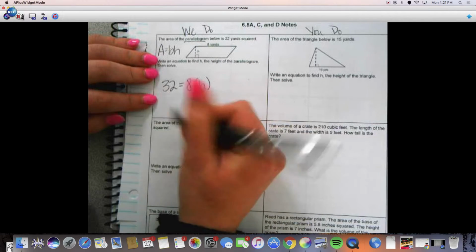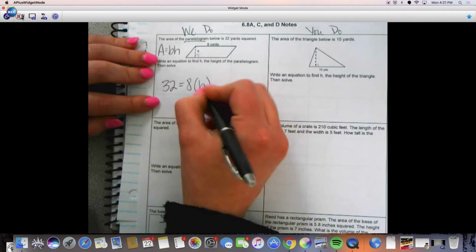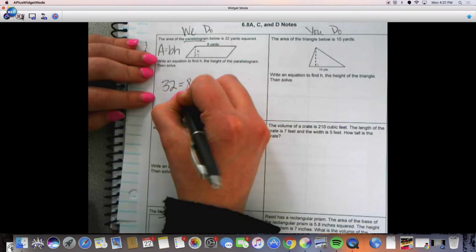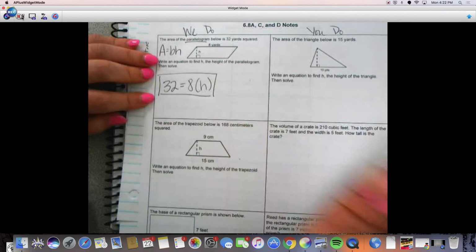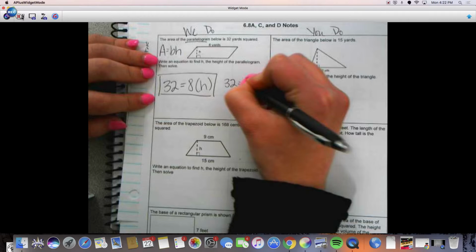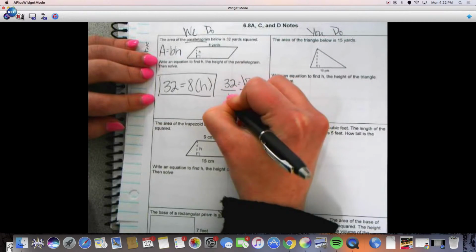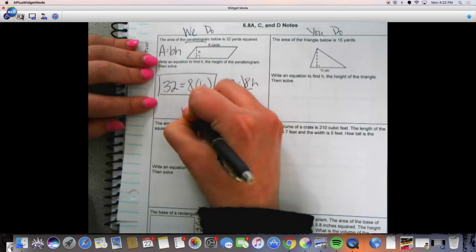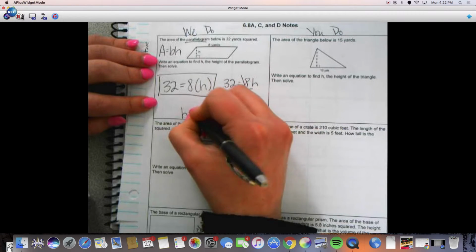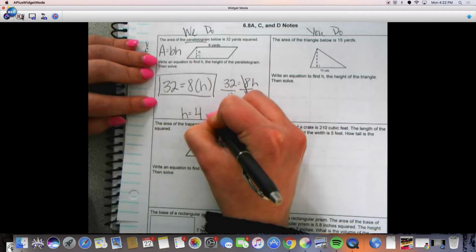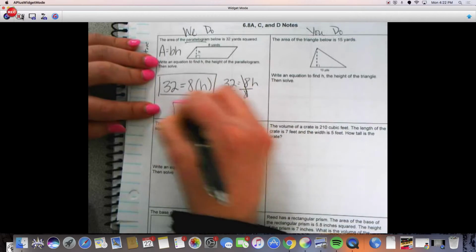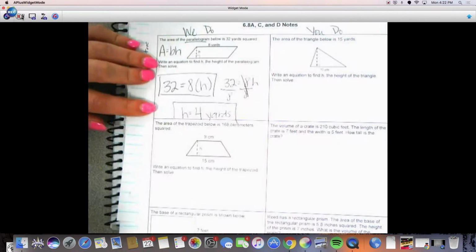Just like solving any equation, to get this h alone and figure out what it is, I have to, this would be your equation, by the way. Now, I have to divide by 8, divide by 8, and I would get h, the height, is 32 divided by 8 is 4 yards. Go ahead and try this one on your own.